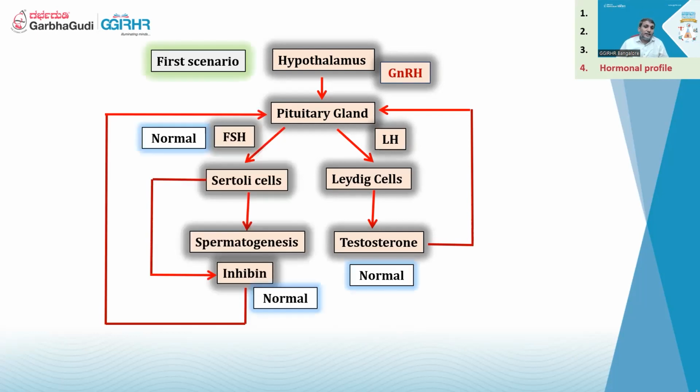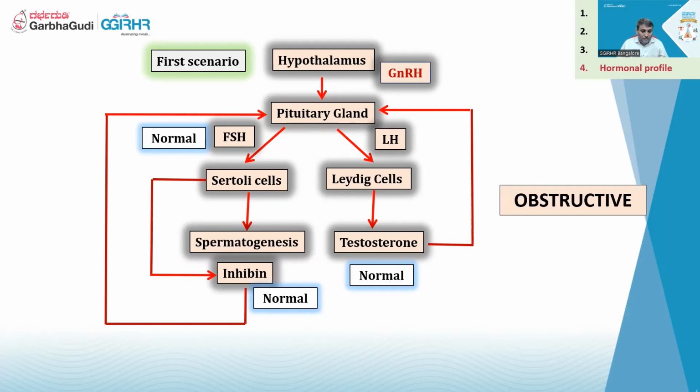Now let us study the first scenario. In the first scenario, everything is normal. FSH is normal, inhibin is normal, testosterone is normal. You can see, I have highlighted FSH normal, inhibin normal, testosterone normal. Everything is normal, but the patient is not able to give the semen sample, that is azoospermia. Then the condition is obstructive azoospermia.